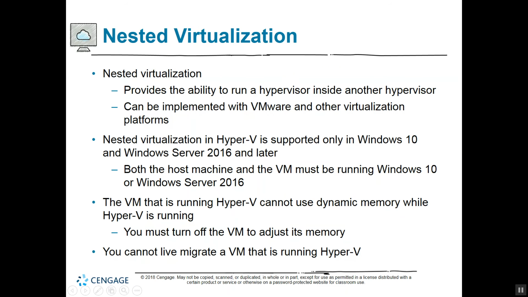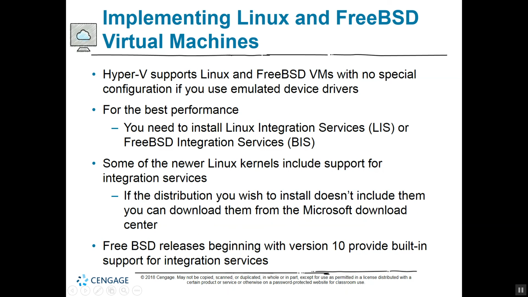Okay. So now nested virtualization, we can create a virtual machine in Hyper-V, and then on that virtual machine we can turn on Hyper-V and start creating virtual machines on our virtual machine. Okay. We can implement Linux and FreeBSD virtual machines. Hyper-V supports Linux and FreeBSD virtual machines with no special configuration if you use emulated device drivers.